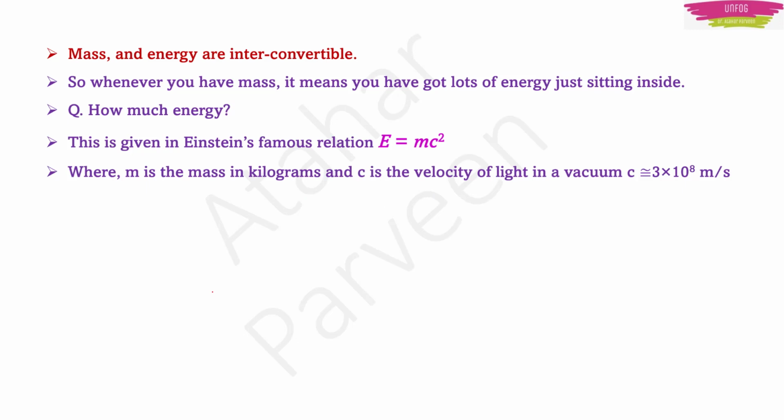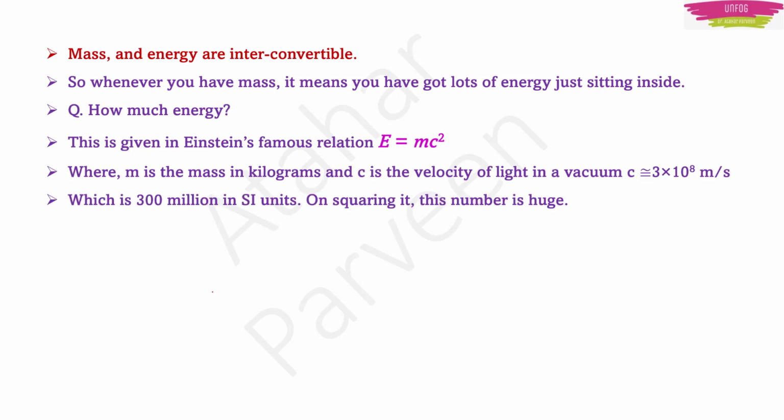Now this 3 into 10 to the power 8 meter per second is not a small value, right? It is 300 million in SI units. If you want to just tell it in terms of words, then it is 300 million. If you square this, you will have one huge number, right? It will become 9 into 10 to the power 16 meter square per second square. We will square it because it is there in the equation, correct? The E is equal to mc square formula, you have c square.